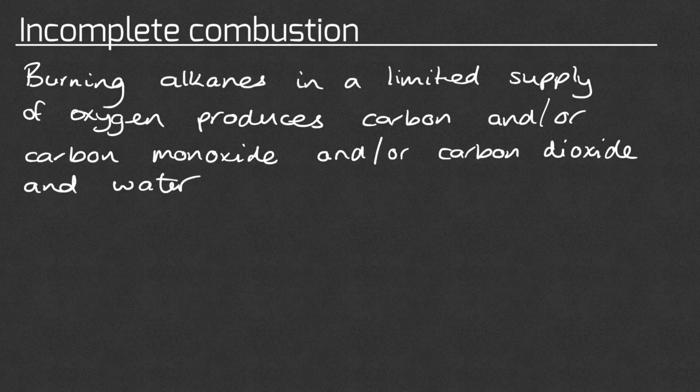Incomplete combustion is when alkanes are burnt in a limited supply of oxygen, and this produces carbon and/or carbon monoxide and/or carbon dioxide and water. Whether you produce carbon, carbon monoxide, or even some carbon dioxide will depend on how much oxygen is available. This process is less efficient than complete combustion, so less energy will be released through this process compared to complete combustion. So complete combustion is the preferable way to burn fuel.